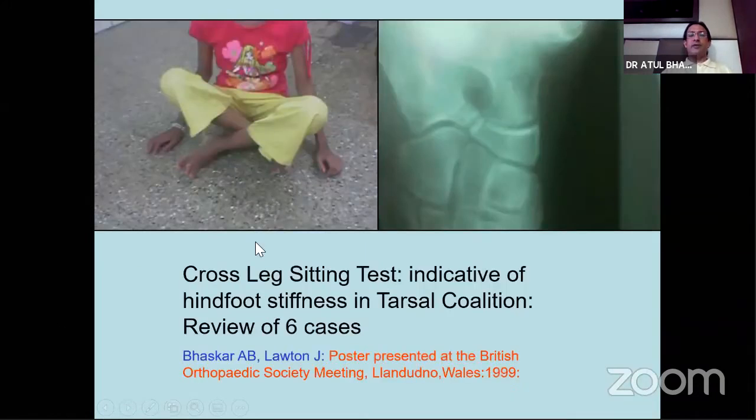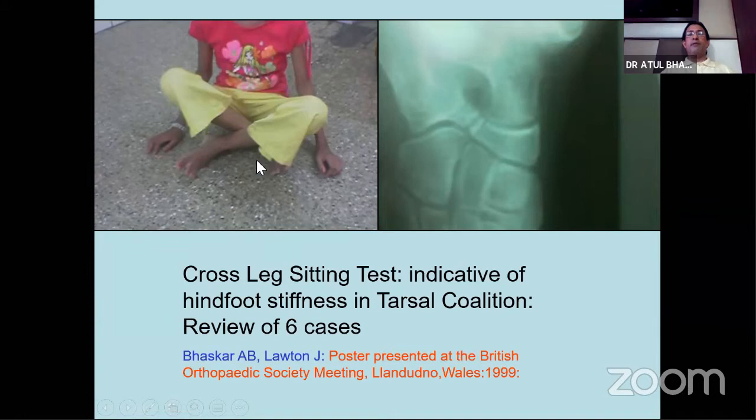Again, this is a test which we had described in a poster where if you make the child sit cross-legged, typically you would find that to sit cross-legged, the hindfoot should invert. But if it doesn't invert, you will find the knee is higher on that side. And this is because, again, in adolescents, if there's a tarsal coalition, they can't invert the hindfoot, which is similar to not inverting the hindfoot on tiptoe. So here you see the knee on that side will be at a higher level. And this tells you that there is a foot problem with inversion.